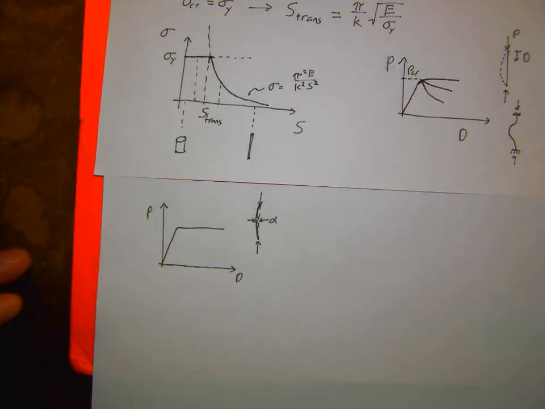Let's bring it back together. And let's hear some thoughts about what might happen when we're not quite in that high slenderness Euler buckling regime, but we're kind of close to that transition value. What do you think might be taking place?